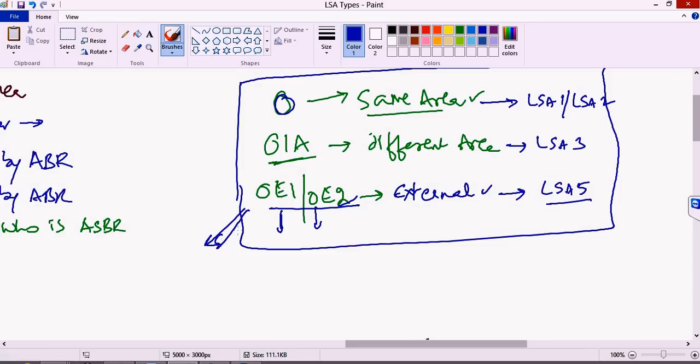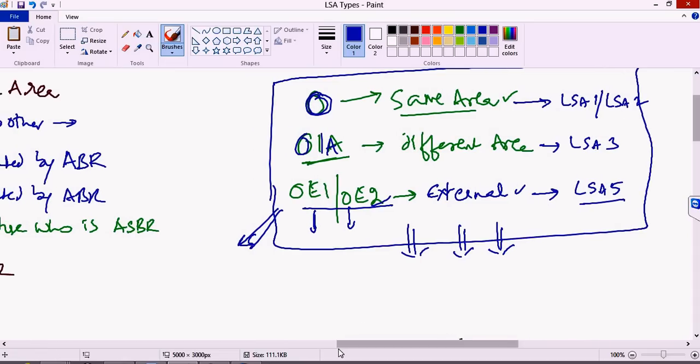quickly give some idea on LSA 6, which we don't use in general. LSA 6 is actually used when you are using multicast routing, generally called MOSPF. There is a routing protocol. When we do multicasting, there are some multicast routing protocols like PIM sparse mode and dense mode protocols. Okay, so it's beyond the scope of your CCNP routing and switching syllabus, but just a basic idea.